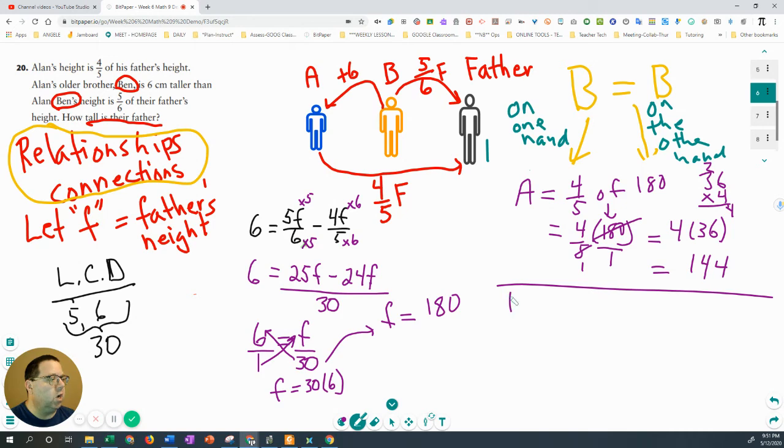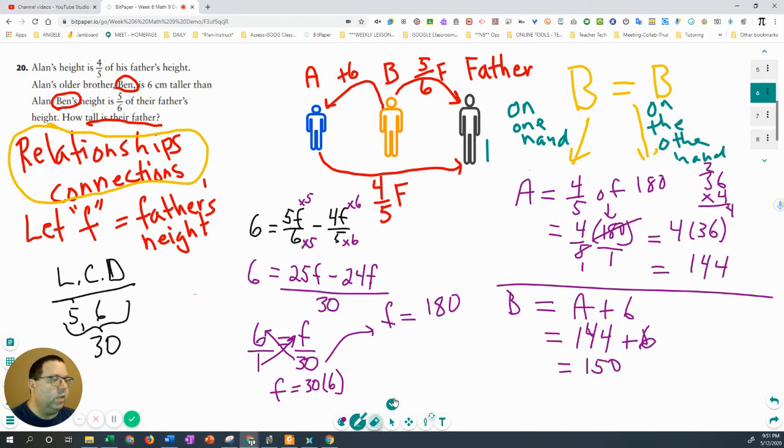Now let's talk Ben. Well, Ben is easy. Ben is Alan plus 6. So Alan is 144. Obviously, Ben is not that much taller. So Ben is supposed to be 150.